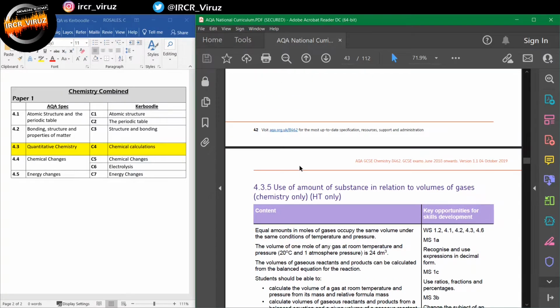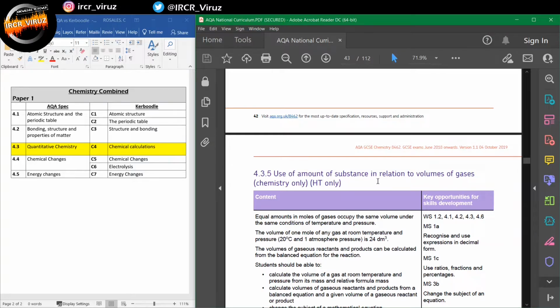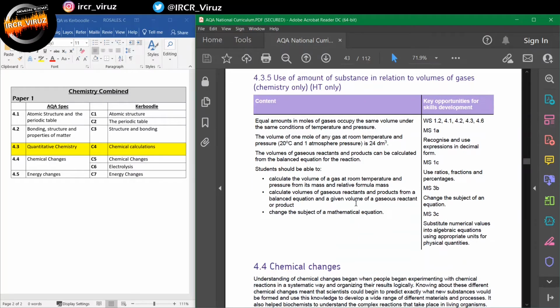We continue here with using the amount of substance in relation to the volume of gases, and this is for chemistry only, higher tier as well. It says that equal amounts of moles of gases occupy the same volume under the same conditions of temperature and pressure. The volume of 1 mole of a gas at room temperature, 20 degrees, and 1 atmosphere pressure is 24 decimeter cubed. The volume of gaseous reactants and products can be calculated from the balanced equation for the reaction. So the student should be able to calculate the volume of a gas at room temperature and pressure from its mass and relative formula mass.